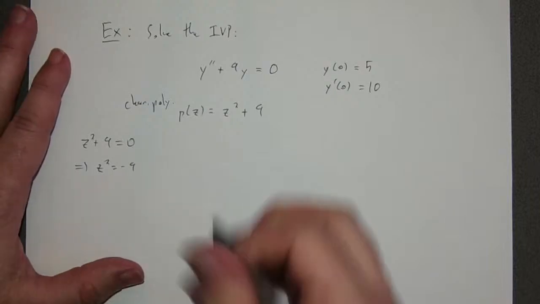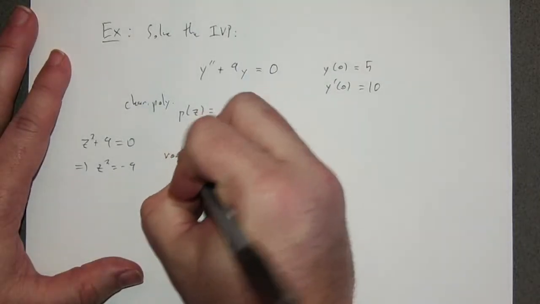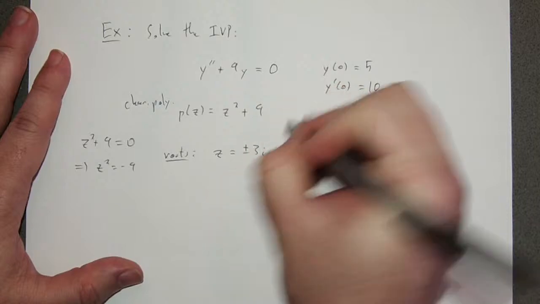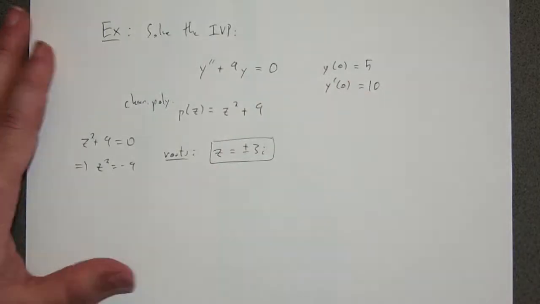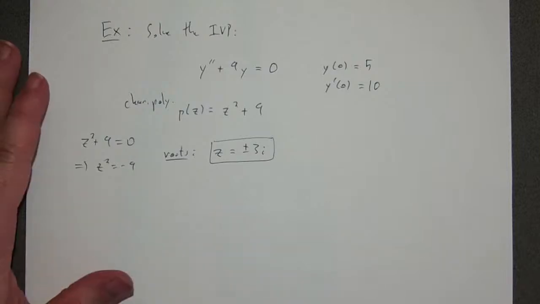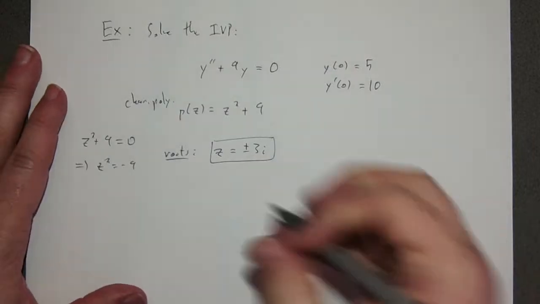What are my roots? z is plus or minus 3i. Okay, so z is plus or minus 3i. So I'm in the complex root case. They always come in a conjugate pair, so if you have complex roots, then that's all you have to say. If you've done all the algebra correctly, it should be clear that you have a conjugate pair of complex roots. All right, and so what is my general solution?